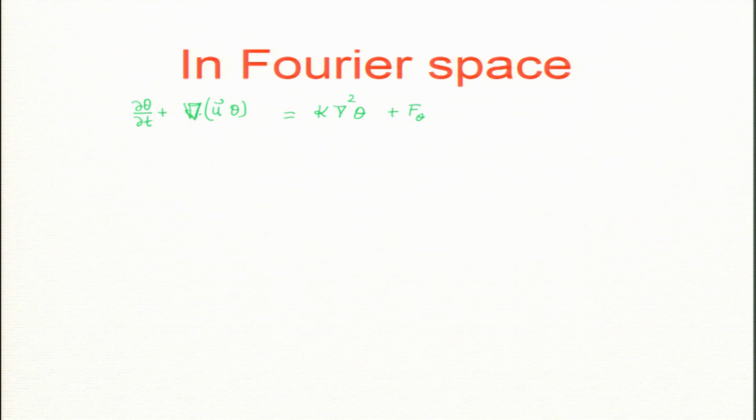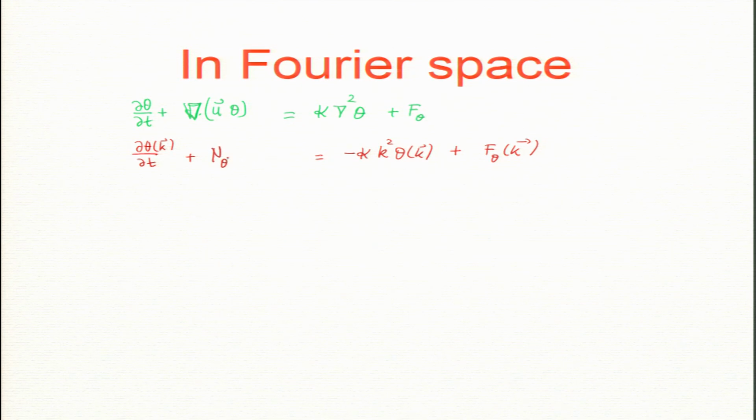So, what happens in Fourier space? Straightforward, no? You guys are now experts. What about kappa grad squared theta? Kappa k squared theta of k. What about f theta? F theta of k. Whatever the function is, I just do the Fourier transform and I get this. So, we write generically f theta of k. This one is a non-linear term, so it becomes a convolution.